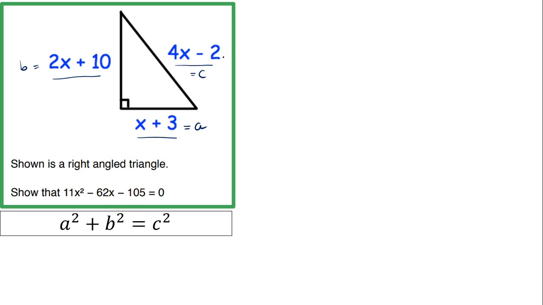So in place of my a, I have x plus 3, and I'm going to take whole squared because it's a squared plus b squared, so x plus 3 whole squared plus I'm going to take my vertical length, that is 2x plus 10. So I'm going to put 2x plus 10 again inside, and outside I have a whole squared, is equal to 4x minus 2 whole squared again because it's a c squared.